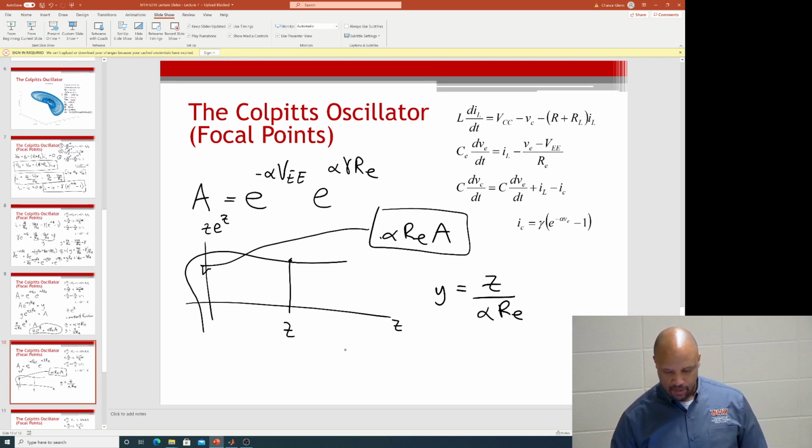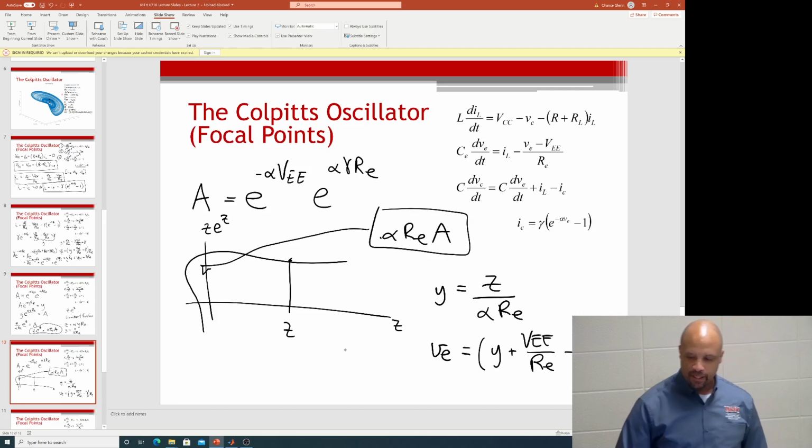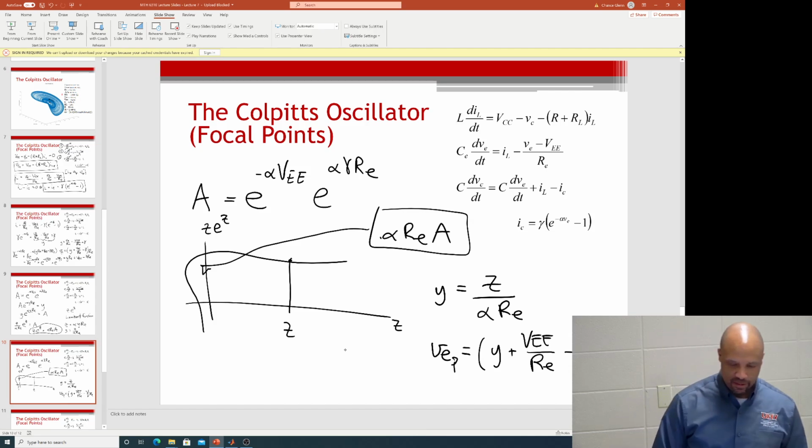because ve is equal to y plus VEE over RE minus gamma times RE. So that's what VE is. And now we can give it that VE of P. So we figure out all that stuff. Now you have VE of P.